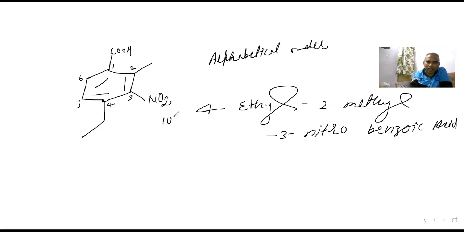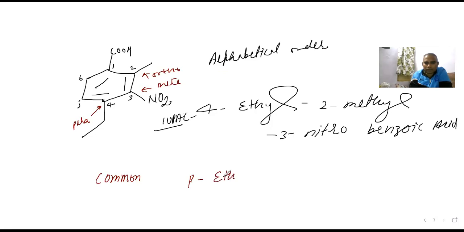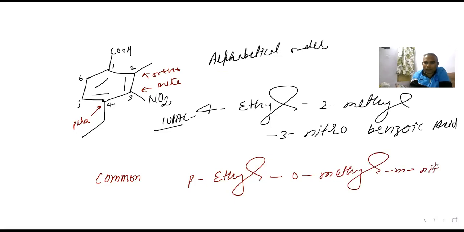This is the IUPAC name. For the common name: ortho ethyl? No, this position is para, sorry, this is ortho, and this is meta. So alphabetical order we will go. So that is para ethyl, ortho methyl, meta nitro benzoic acid. Yeah, correct one.